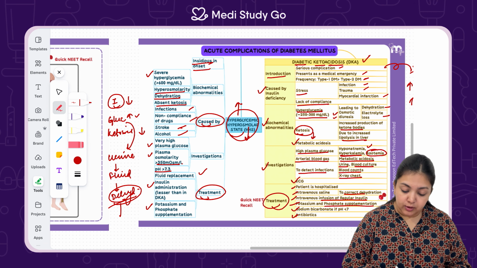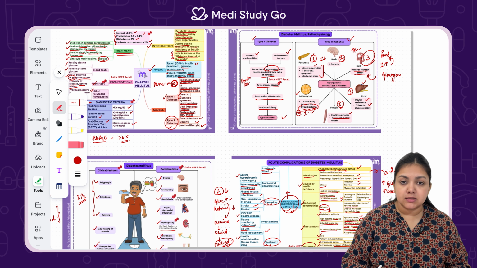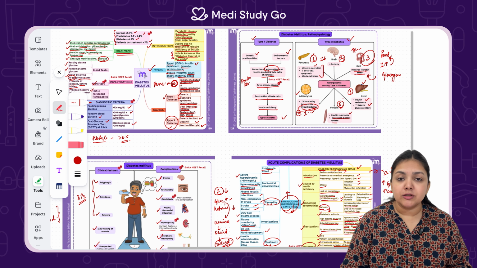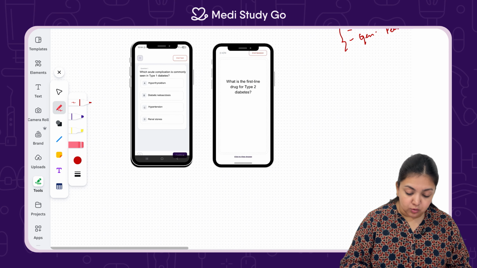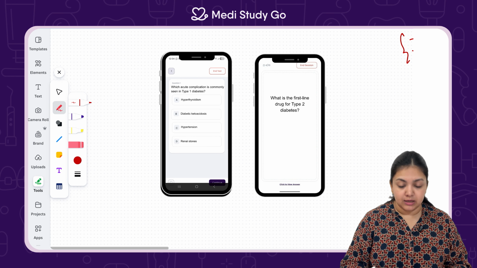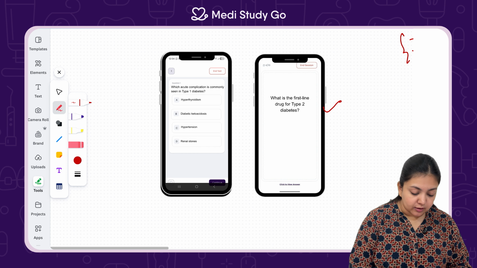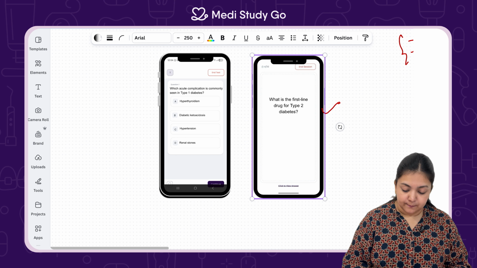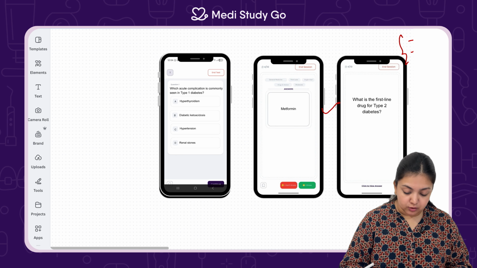So this is how you can compile the complications along with the whole disease of diabetes mellitus in just one video. Once you watch this video, read it from any book or even the mind maps book, you must go through some questions so that you can know what type of questions are going to be asked from you in Viva or in NEET. For example, if we see this flashcard, what is the first line drug for type 2 diabetes mellitus? The first drug is metformin, which is the hyperglycemic control drug.